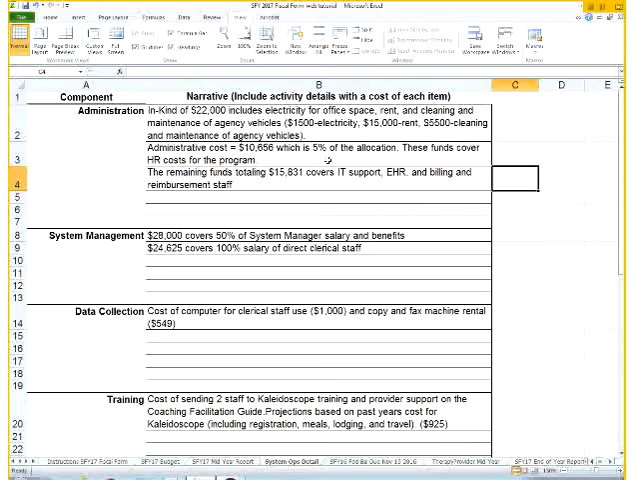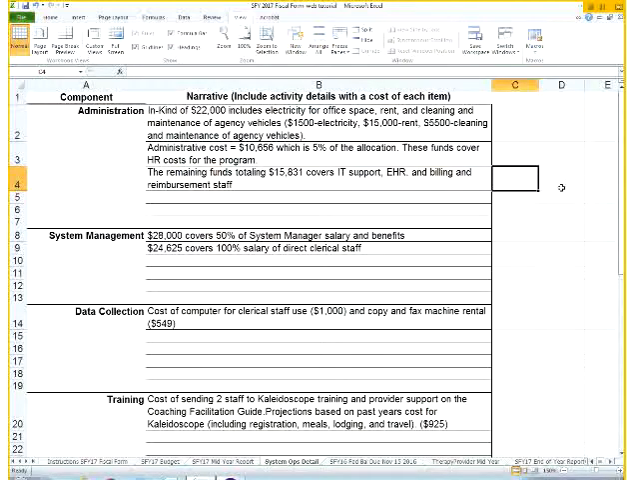Underneath this, you see their administrative costs, where we've calculated $10,656, which is 5% of the total allocation. In addition to saying what you were awarding to administrative costs, we also need to know what you're going to do with it. And here it states that these funds are used to cover the HR cost for the infant program. Then under administration, we have remaining funds of $15,831. And this covers IT support, electronic health records, and billing and reimbursement staff.